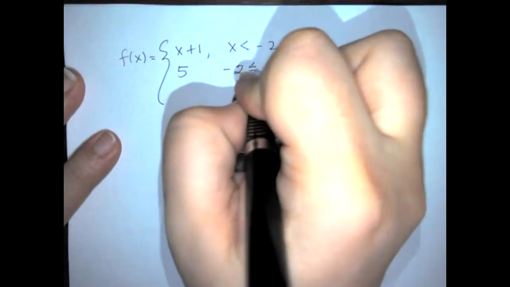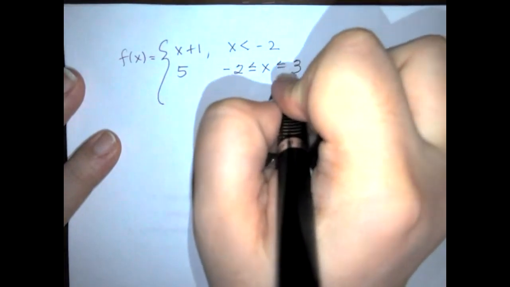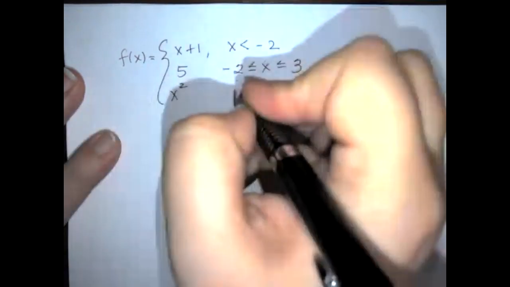Okay. So first and foremost, when we're talking about piecewise functions, remember we're going to have a function, and this function is going to be made up of multiples, so at least 3, if not more. So let's look at x plus 1, where we know that x is less than negative 2. And then let's look at 5 for negative 2 less than or equal to x less than or equal to 3. And then let's do x squared for all x greater than 3.